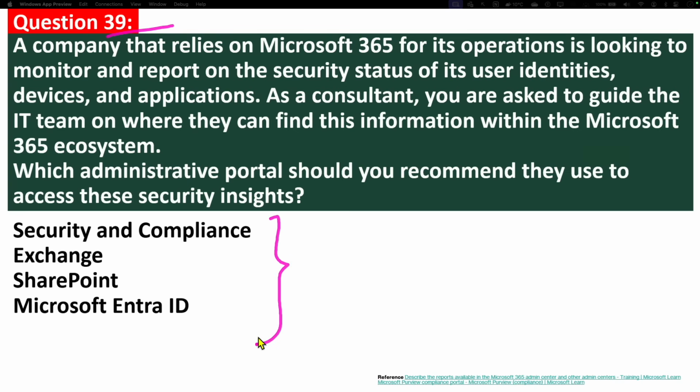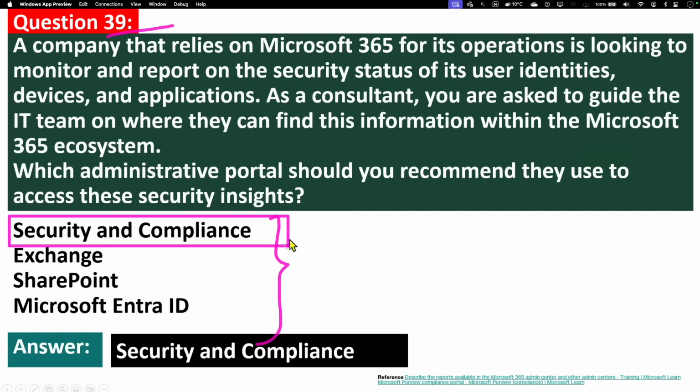Let's look at the available options. The correct answer is security and compliance. The Security and Compliance Admin Center has security score showing the company's security posture and how to improve it. It also has reports about tracking the protection of infrastructure, apps, devices, and identities.